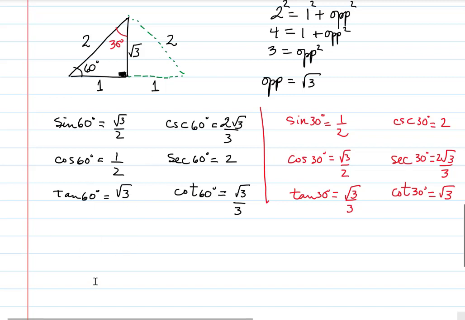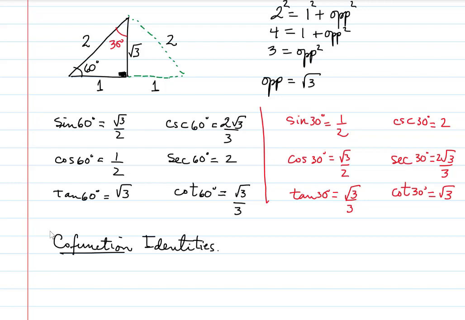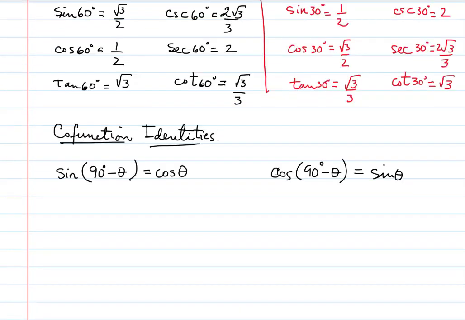But basically, from this example, we can deduce the cofunction identities. And we're going to talk about these a little bit later too, but this will be a good place to introduce them. So notice how this theta is just some arbitrary angle. Of course, it has to be more than 0, less than 90 degrees. So an acute angle, in other words.